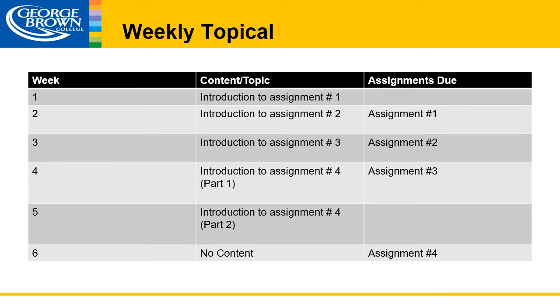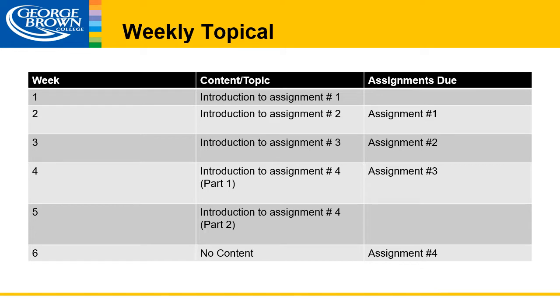In week 3, we're going to give you an introduction to assignment number 3, which is your recipe costings, which are based on the menu you develop for assignment number 1, and your standard recipes with assignment number 2, and based on some costs that you're going to be finding in assignment number 3. At the end of week 3, your assignment number 2 is due, so your standard recipes are due at the end of week 3. We'll say Sunday.